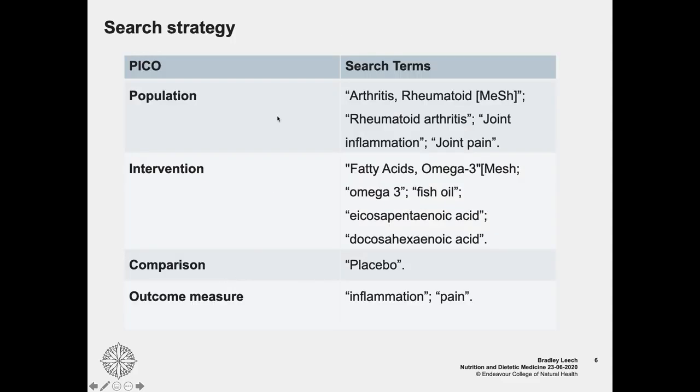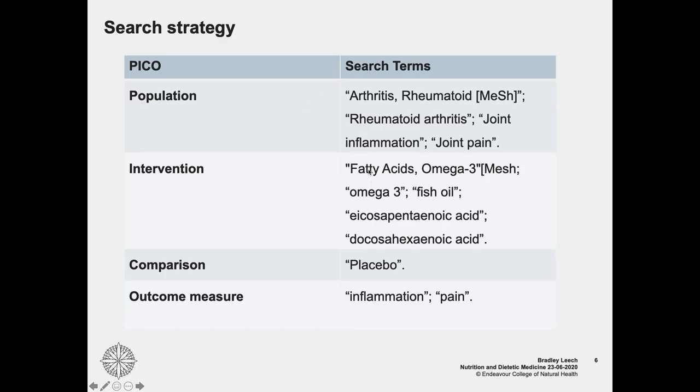Now let's look at our PICO question and the search terms that we will use. First of all, we have our population group. Our population group are adults with rheumatoid arthritis. So we are going to do the exact same thing we did for the omega-3, but for rheumatoid arthritis. So we would simply type in rheumatoid arthritis, and right here is our MeSH term. Other terms that we will use to search the literature will be rheumatoid arthritis, joint inflammation, joint pain.